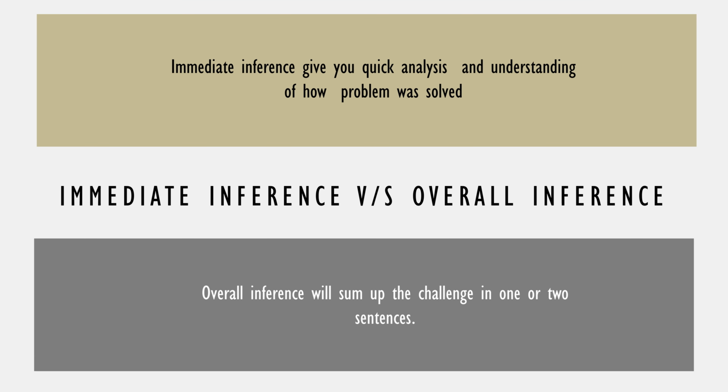Immediate inference gives you quick analysis and understanding of how a problem was solved, whereas overall inference will sum up the challenge in one or two sentences. Do you remember the analogy of the Batman movie? Let's do that again.